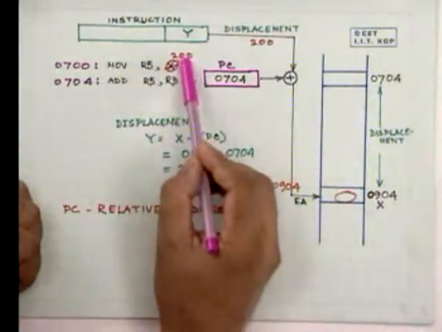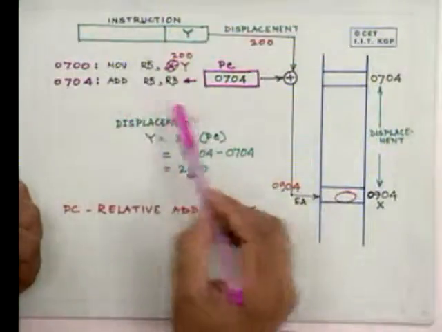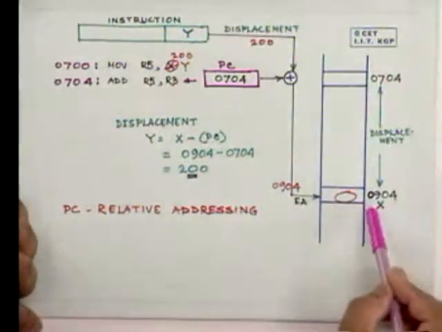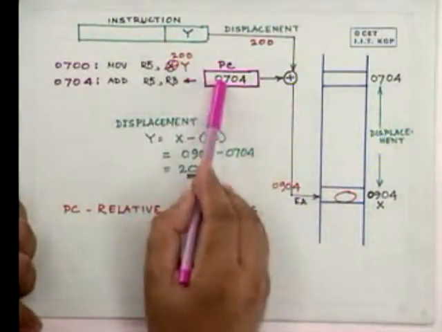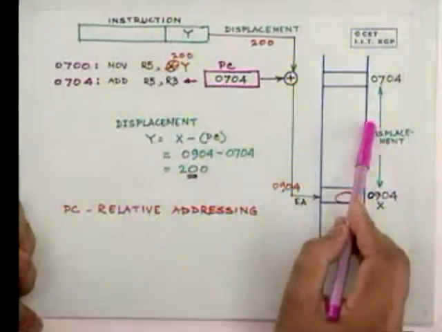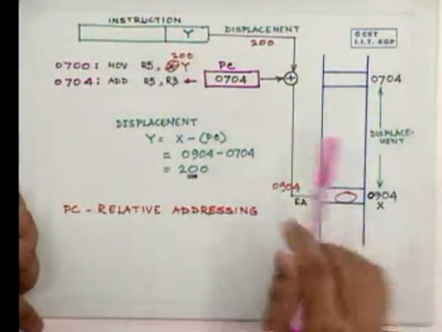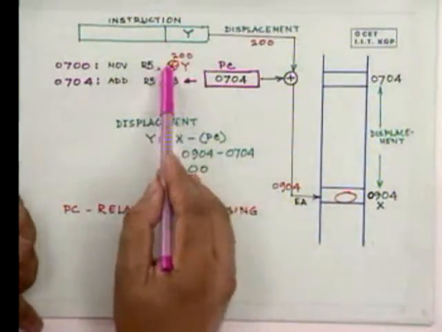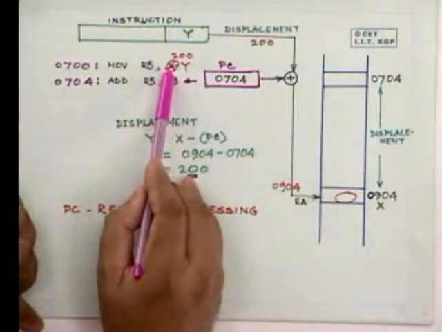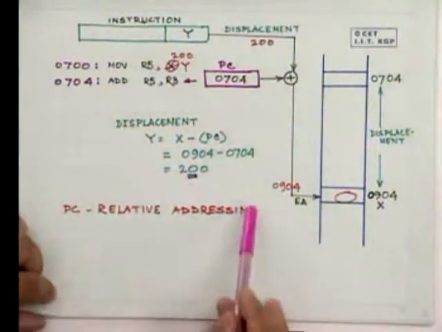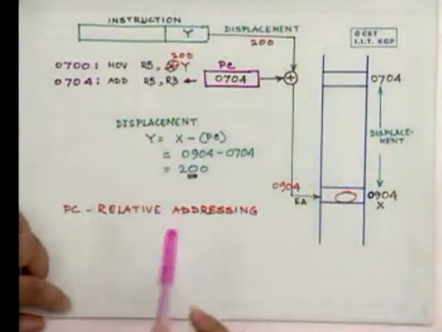But if you use PC relative addressing, then the displacement, that means the relative address of this x with respect to the program counter, will remain unchanged even if you shift the program somewhere else, and therefore you don't have to make any changes in the addresses that you use over here. And that is why PC relative addressing gives position independent code.